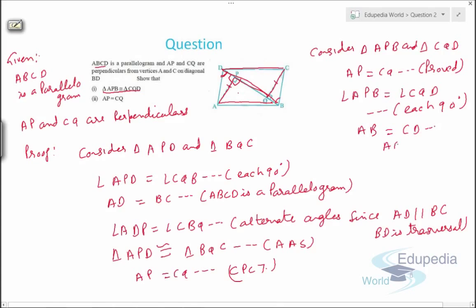Why? Because ABCD is a parallelogram, right? And opposite sides are equal and parallel. So we can say that triangle APB is congruent to triangle CQD by RHS. Why RHS? Because we have one right angle and the hypotenuse. We can see that the hypotenuses are equal, and we have one side which is equal. So this is how we can prove these type of questions.